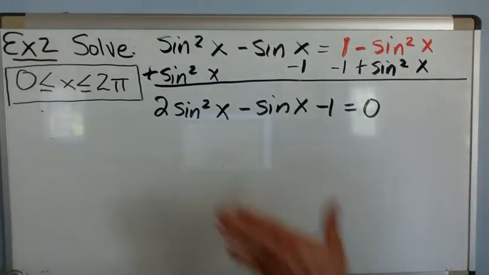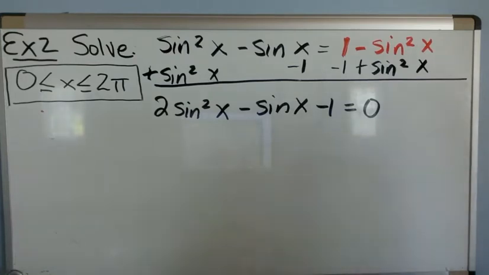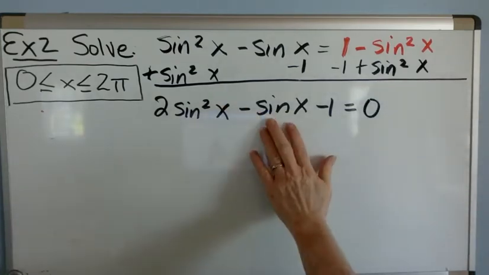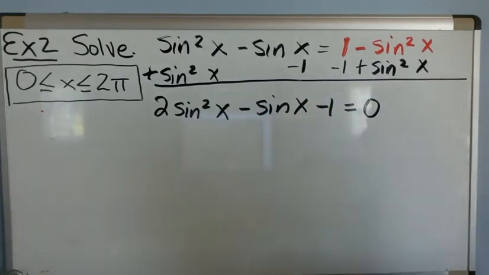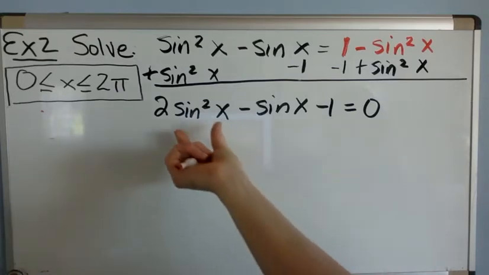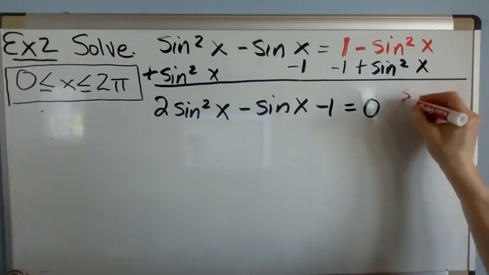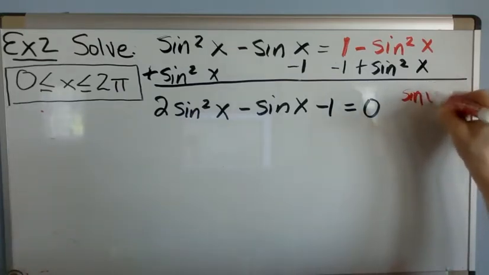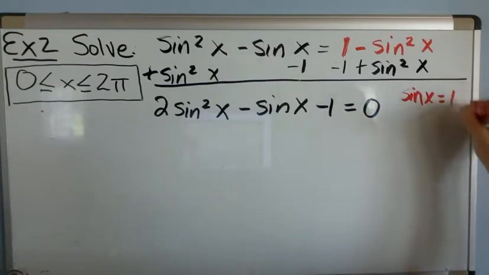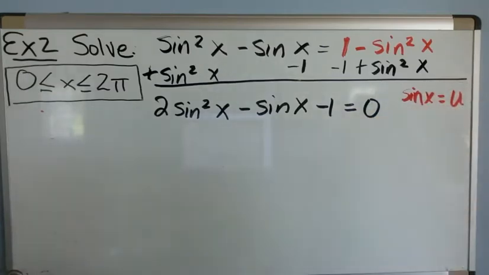You may not recognize it, but this is actually quadratic form. I have sine squared, a sine, and a constant term. And just to make it a little bit more noticeable that it's in quadratic form, I'm going to make what's called a u substitution. I'm going to replace every sine of x with u. So I'm going to let u equal the sine of x.